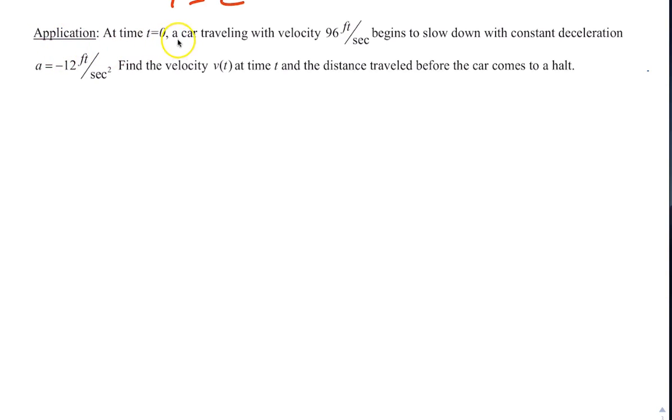And the last problem we're doing here today, let's try an application problem. At time t equals 0, a car traveling with a velocity of 96 feet per second begins to slow down. The constant deceleration is a equals negative 12 feet per second squared. Find the velocity at time t, and the distance traveled before the car comes to a halt, right, before it stops.